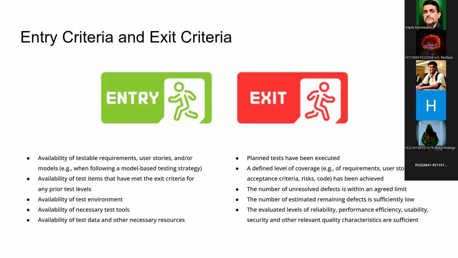Sometimes we might say there shouldn't be any high and critical defects. Maybe for medium and low defects we might allow some percentage, but there shouldn't be any critical or high defects, something like that. And all these metrics should be under the level of the expected numbers, right? All those things we have to mark as exit criteria. If none of the exit criteria is achieved, you can say your testing is not completed, because the application is not ready to go to production.